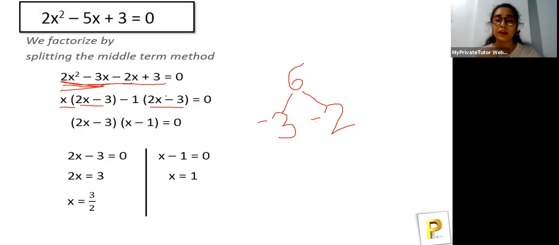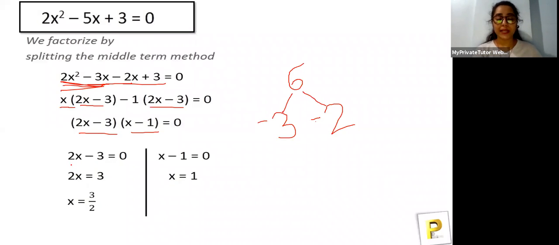Okay. So you have to keep a check on yourself while doing this sum, because if you don't get both of these brackets the same, then that means you're making some mistake. Okay. So the first bracket you get is 2x minus 3, and the second is x minus 1.